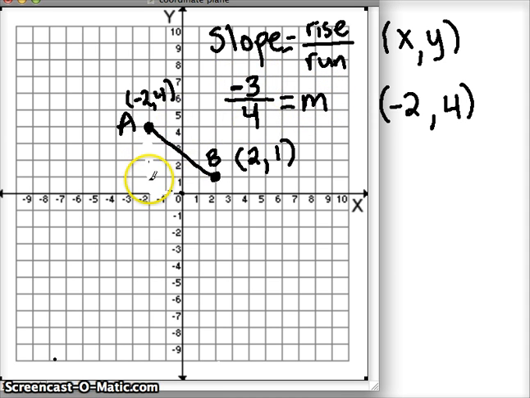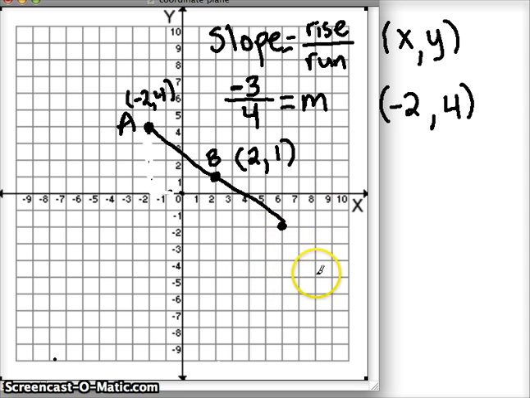So this line drops down 3 and goes to the right 4. We could continue the line if we just continue the slope. Let's count down another 3. 1, 2, 3, and over 4. 1, 2, 3, 4. And this is another point on the line. I know it's another point on the line because it has the same slope. And we could go on like this forever.